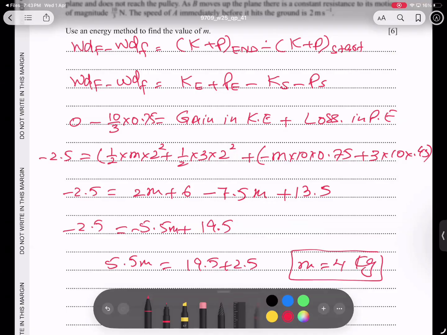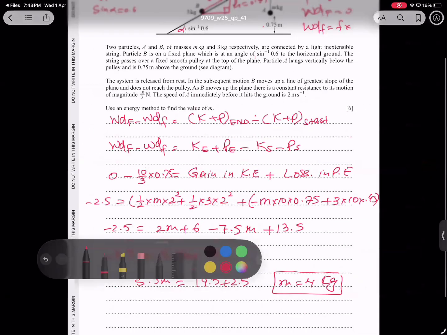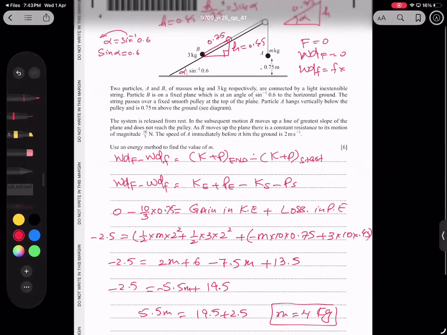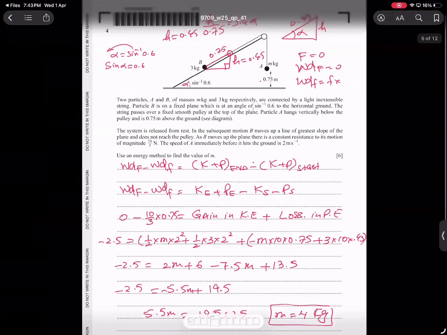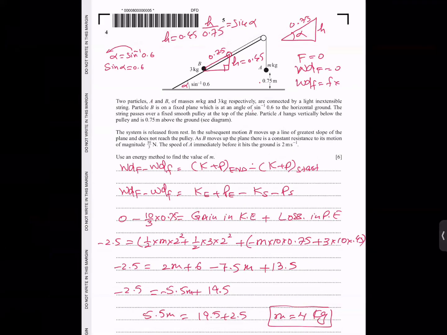So I hope the idea is very clear. And the concept of this question: if I use the Newton's law technique, students, according to the examiner's report and mark scheme, you will lose straightforward 2 marks. I hope the concept is clear.